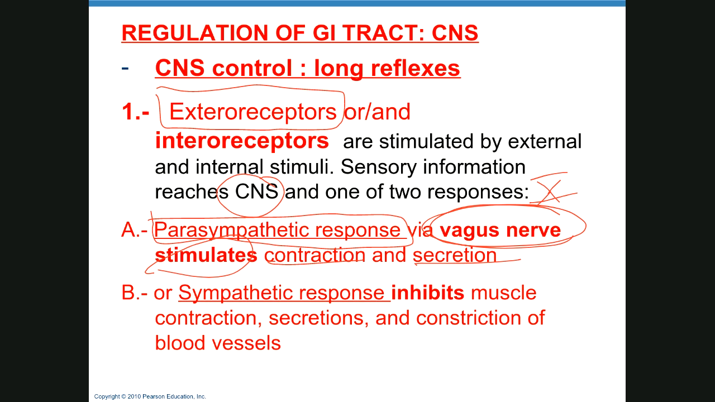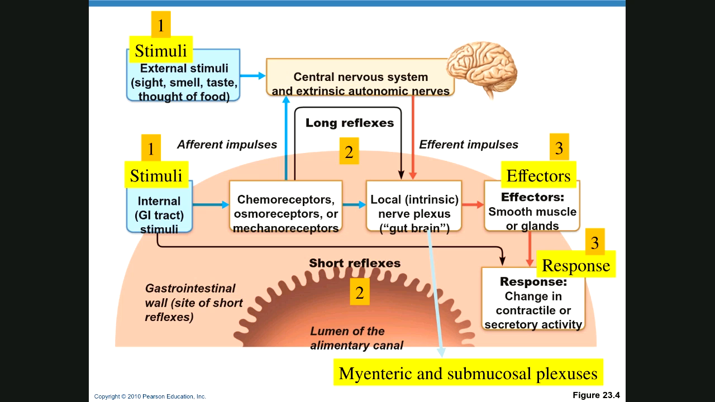On the other hand, the sympathetic nervous system is going to inhibit contraction and secretion, and it's going to constrict blood vessels also. Remember that from previous chapters. The GI tract is one of the peripheral organs whose blood vessels are going to be constricted with sympathetic stimulation. Okay, so this picture right here is a good summary of control of the GI tract. Give me a second.